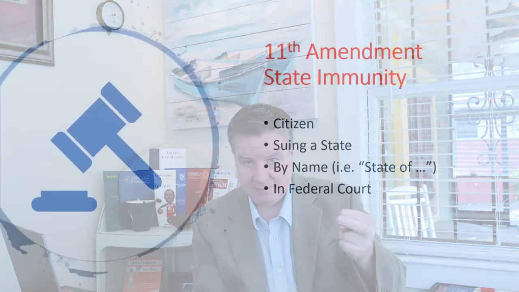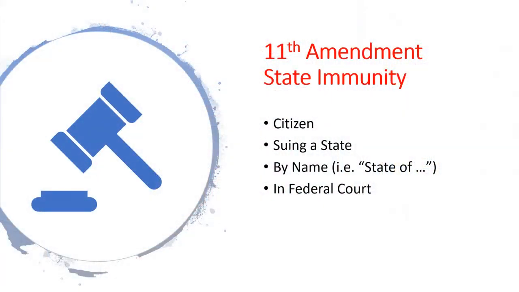Again, if you're taking me for Con Law 1, I don't want to hear about the 11th Amendment unless there's an 11th Amendment problem. And again, the most typical way you'd see that is a person suing a state by name in federal court. Now, the way around that, of course, the primary way around that is, instead of suing the state, to sue an official of the state and ask for injunctive relief.